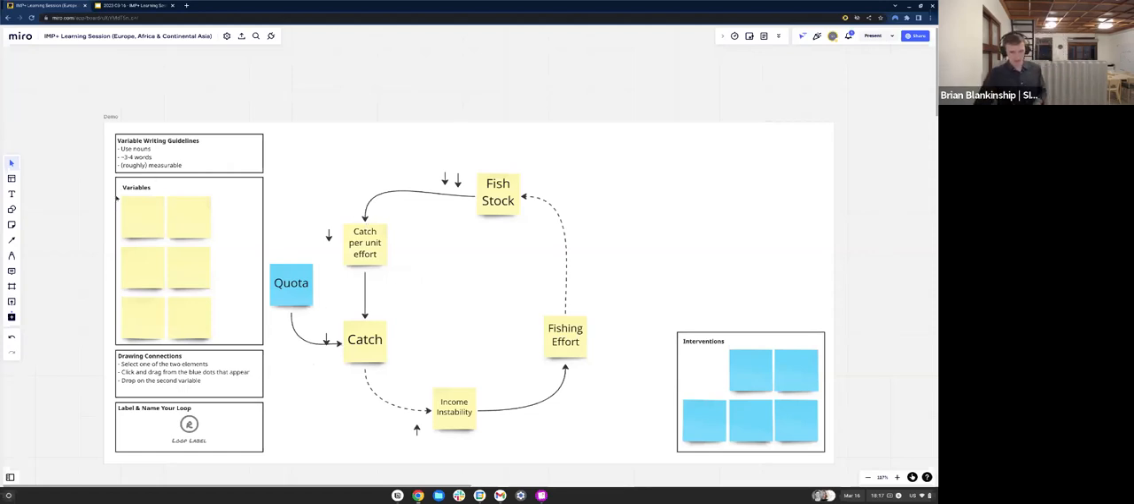So if we want to create a balancing loop, what would we do? Well, we would then connect the fish stock through research and understanding what this really means to the quota. So as the fish stock goes up, then our quota can go up and the allowable catch can go up. And so then the catch goes up, this goes down, and it functions in that positive way. So even though this is still a reinforcing loop, this intervention is going to help us reverse the direction of this behavior.